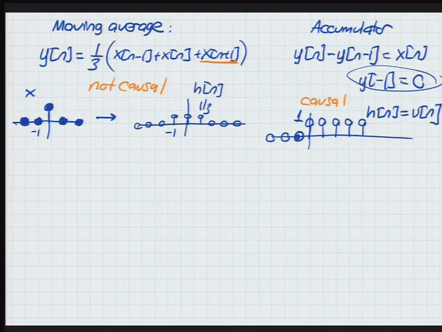But the question here is, can we verify that this one is not causal and the other one is causal? What makes the one on the left not causal? Here's a value of h for a negative time. How did it know an impulse was coming, unless it's a system that can see the future? That's what makes it non-causal. And why is the accumulator causal? Because the impulse response is all zeros before time equal to 0, and this is the test for causality.